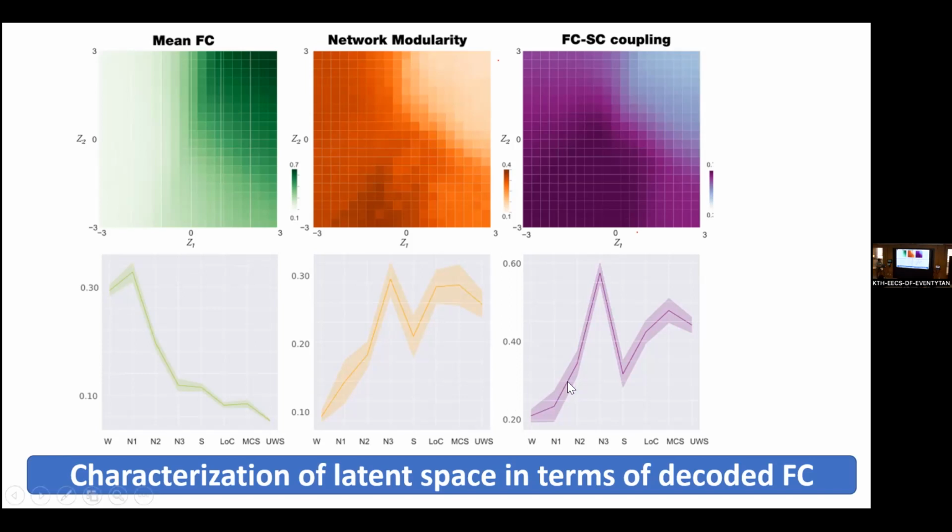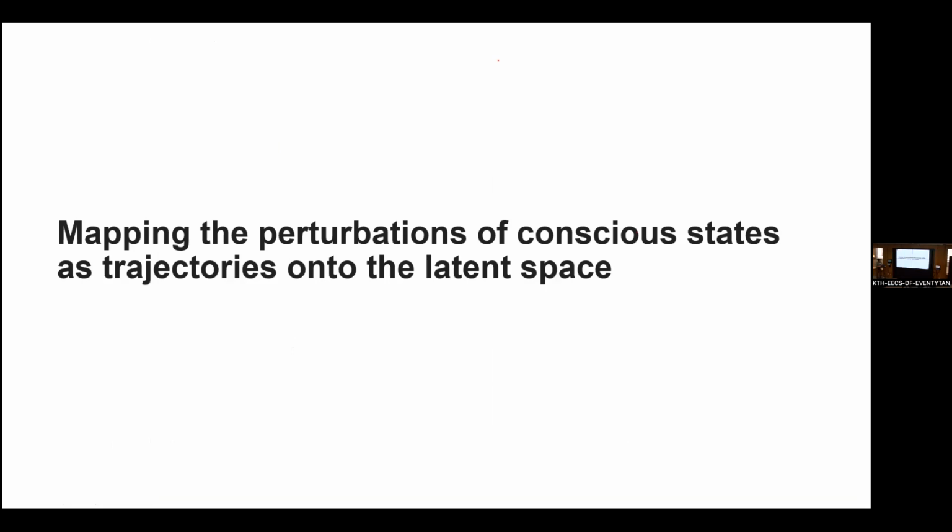The opposite happens with the other two metrics, the network modularity and the coupling. The wakefulness state and early sleep stages are the lowest in terms of the coupling between FC and SC and the modularity, and the unresponsive state and the sedation state are the ones that represent more coupling. Then we perform model perturbations, and we encode these model perturbations into that latent space, trained with these three brain states. So the same latent space is then used to encode the model perturbations.